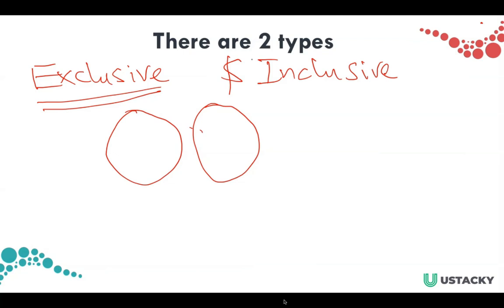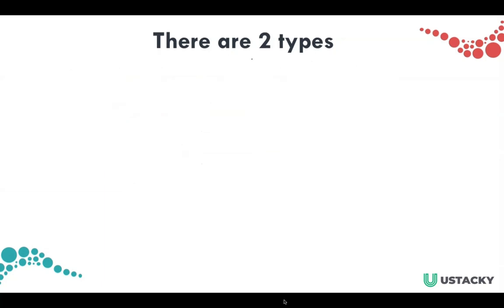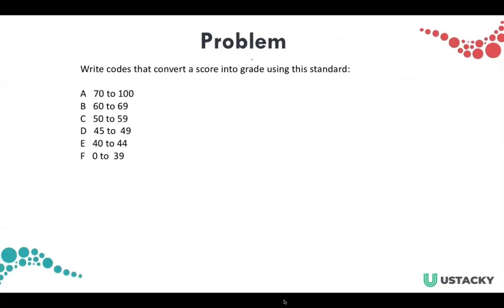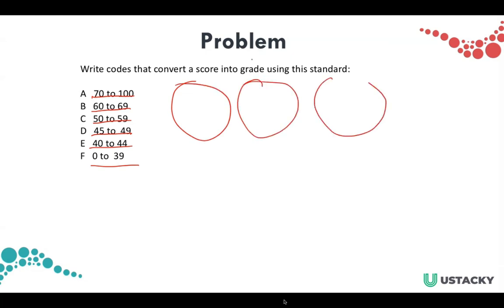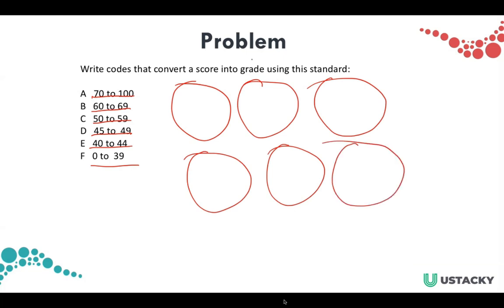Our last solution is a very good example of exclusive if-else statements. So let us revisit it. If you look at all the ranges, you will find out that there is no single number that falls between two ranges. If you are to represent this by circles, you'll be having six circles without any point of overlap. So this is exclusive if-else statement.